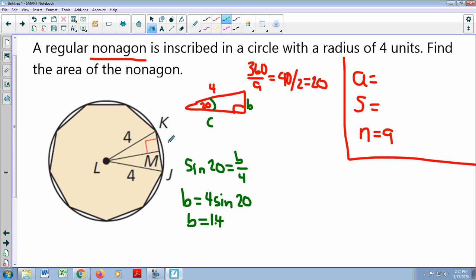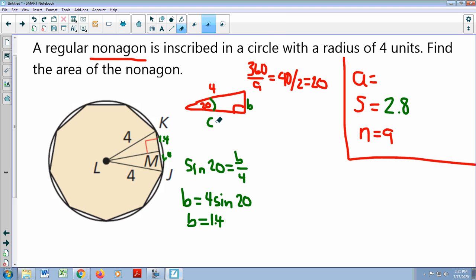But now, this is where I've got to be a little bit careful. I know this part is 1.4. I know this part is 1.4. So I know that whole side length is 2.8. Oop, and I've got to pull that down. That is not my apothem. That's my side length. So I know my side length is 2.8.